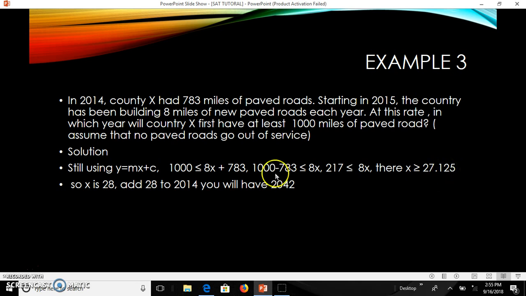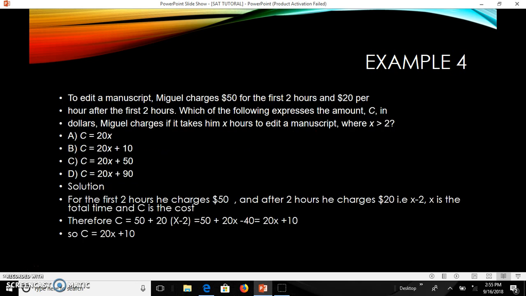So we have to go to the next phone number, which is 28. Then add 28 to 2014, then you have 2042. So that's that. So let me go to the next one.